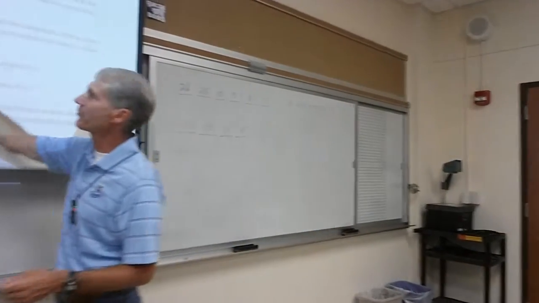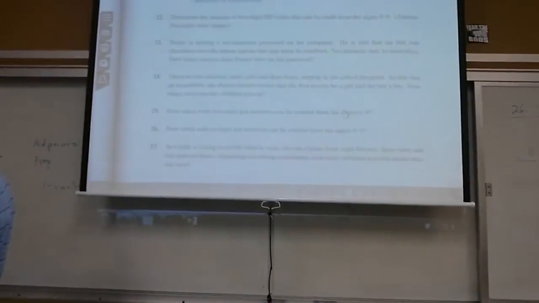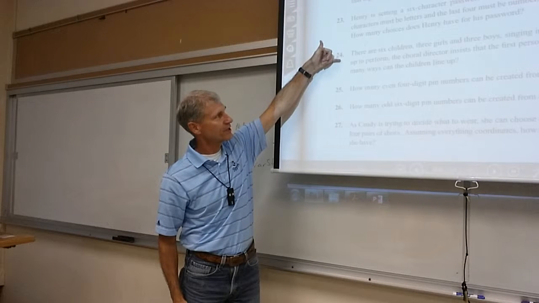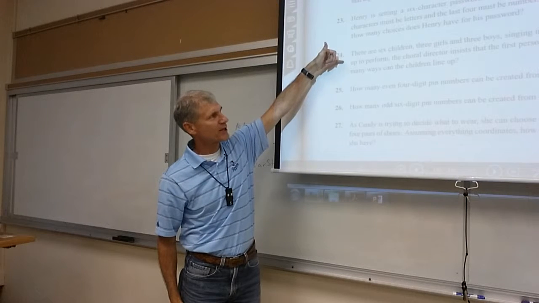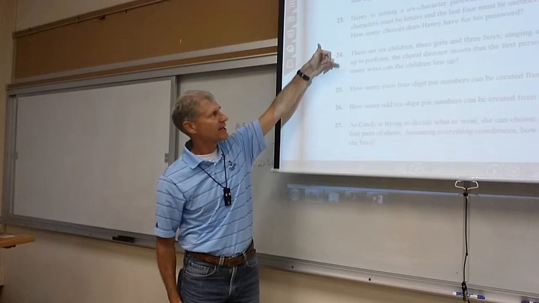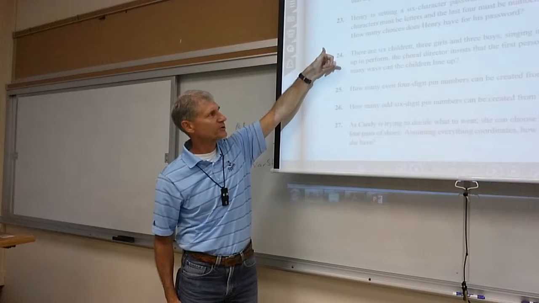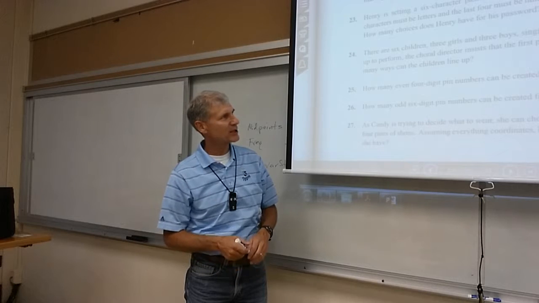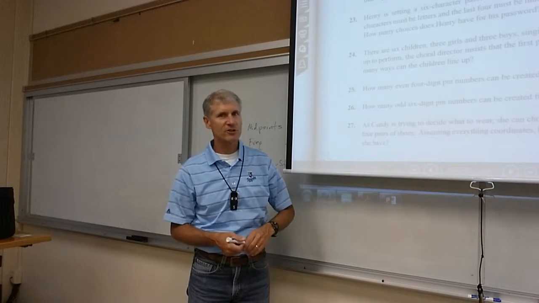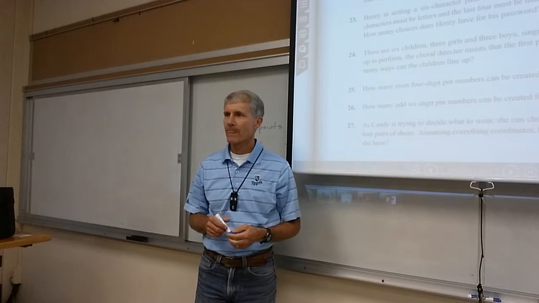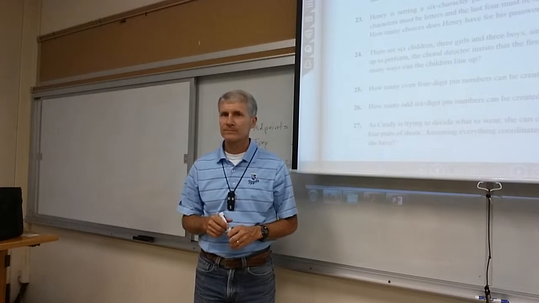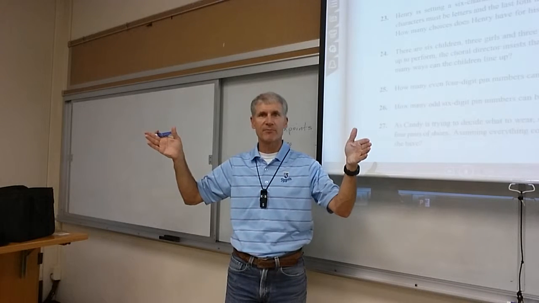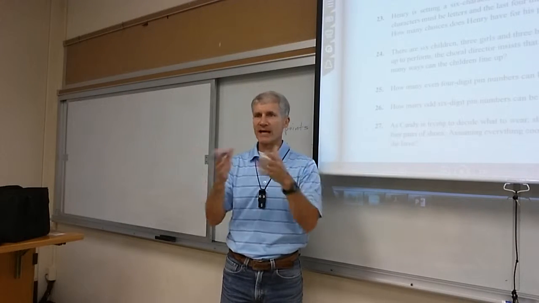Okay, work number 24 on your own. I'll read it for the camera mostly. There are 6 children, 3 girls and 3 boys, singing in the school program. As they line up to perform, the choral director insists that the first person be a girl and the last be a boy. How many ways can the children line up? So you got a line of 6 kids. First one's got to be a girl. Last one's got to be a boy. The other ones don't matter.